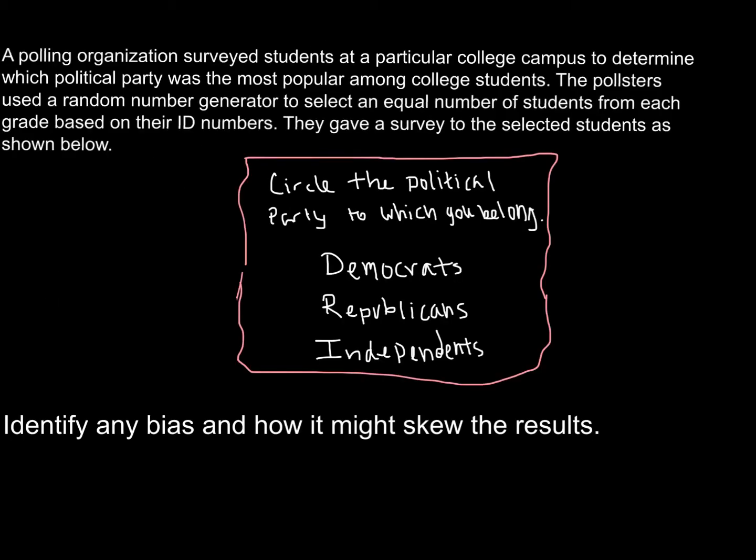So let's take a look at a couple of situations to help us make sure we're feeling good about these things. You want to find out which political party is most popular at a college campus. Pollsters use a random number generator to select an equal number of students from each grade based on their ID numbers. They gave a student survey to the selected students as is shown below. The survey says, circle the political party to which you belong: Democrats, Republicans, Independents. Identify any bias and how it might skew the results.